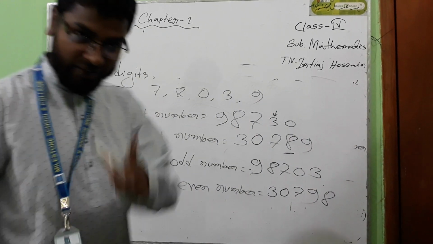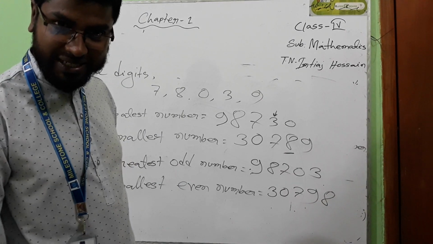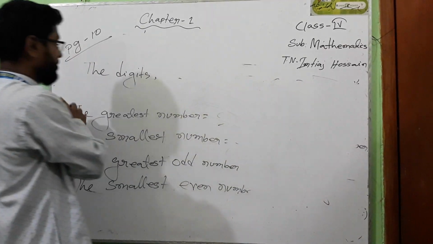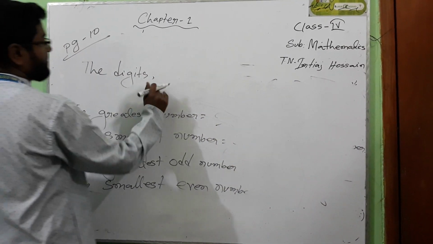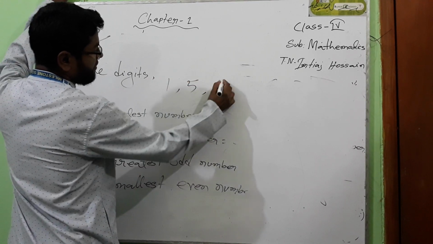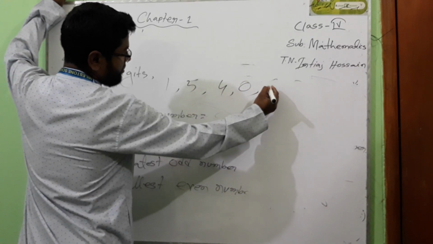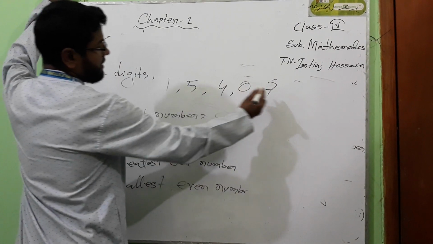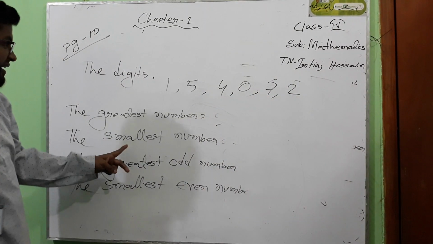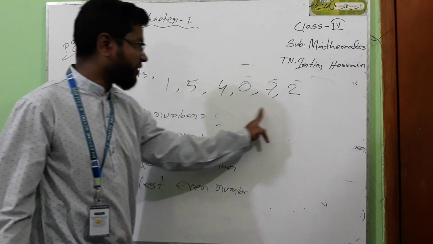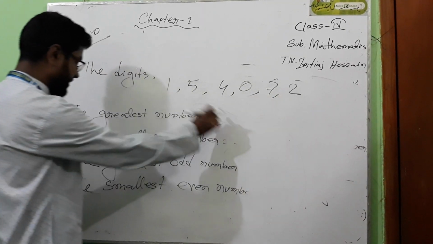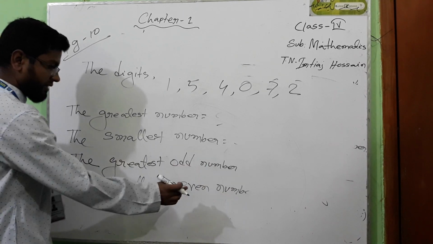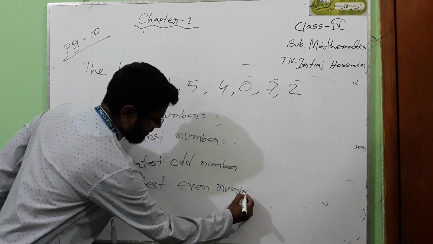Now, I want to give you one work. Will you do it? Do it and comment. Okay, I just changed the digits. 1, 5, 4, 0, 7, 2. Use all 6 digits and make the greatest number, make the smallest number, make the greatest odd number, make the smallest even number.